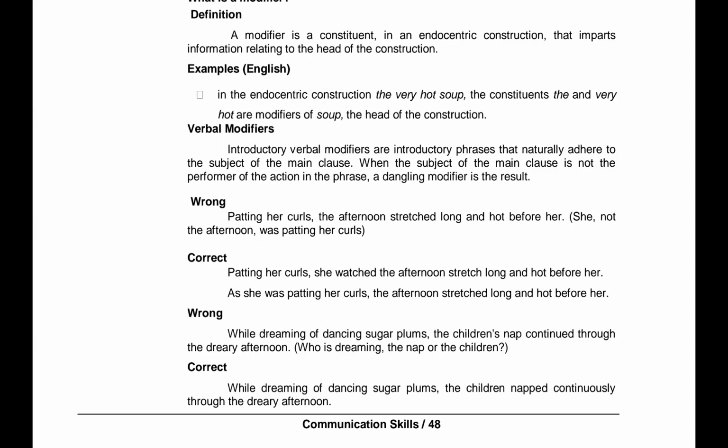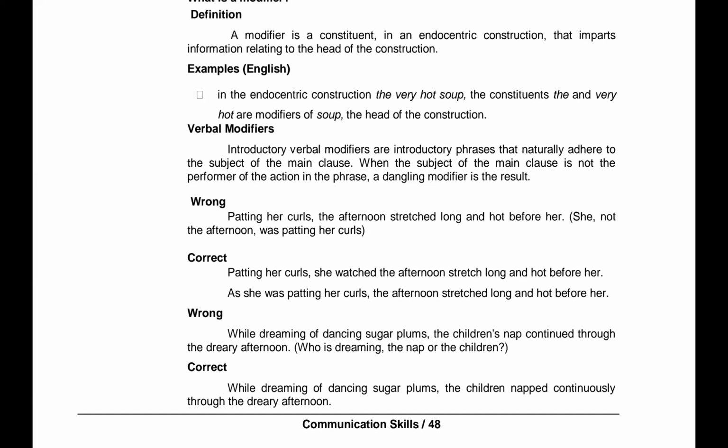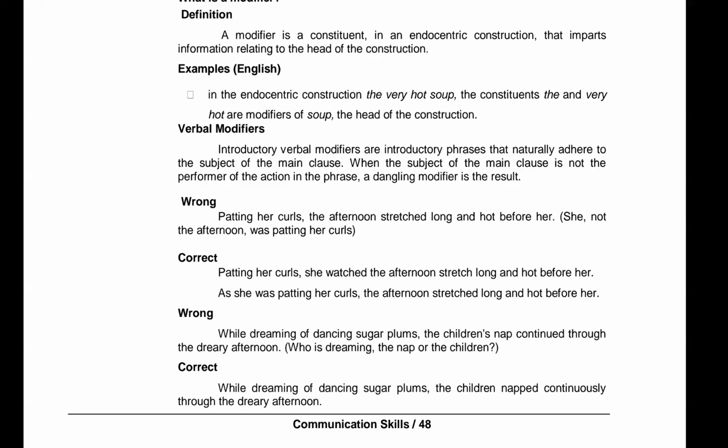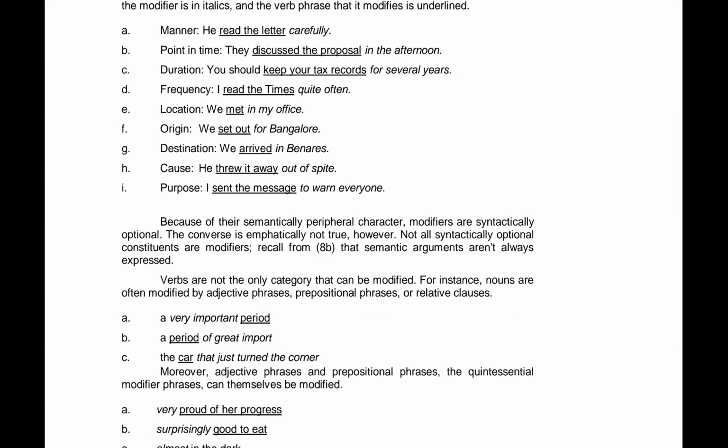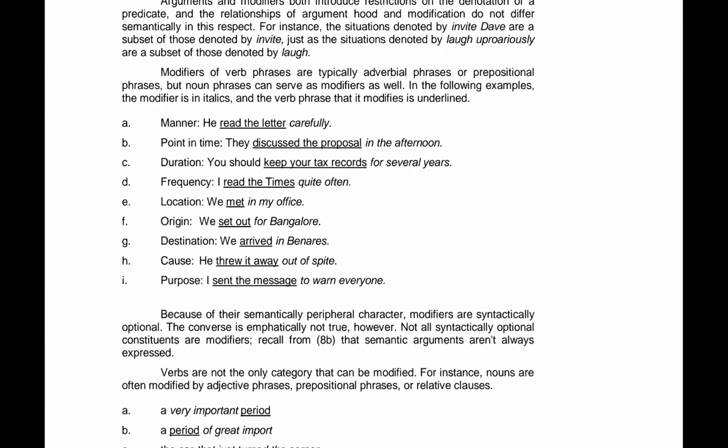Let me give you another example of what is wrong. Let's say, while dreaming of dancing sugarplums, the children's nap continued through the dreamy afternoon. Who is dreaming? The nap or the children? This is leaving everything dangling. What is correct now? While dreaming of dancing sugarplums, the children napped continuously through the dreamy afternoon. So I'm just giving you examples of the same. So it is very, very important that you understand the use of these modifiers.